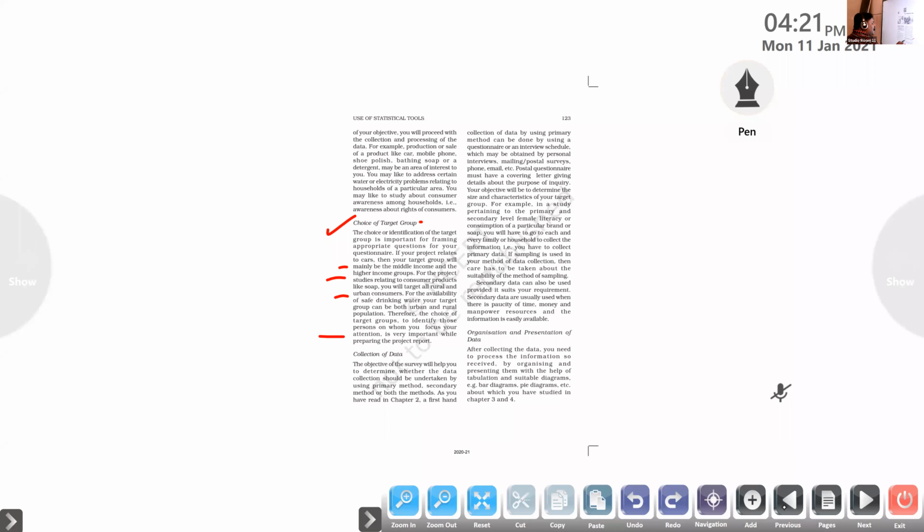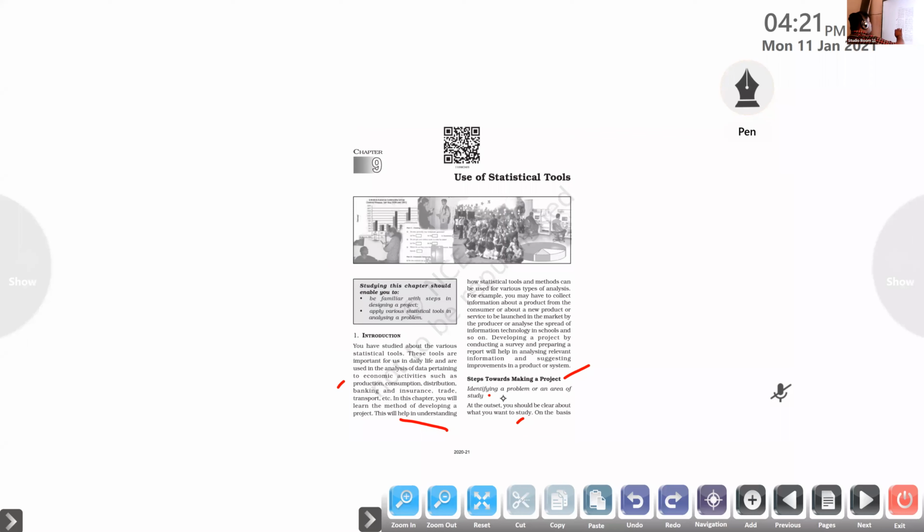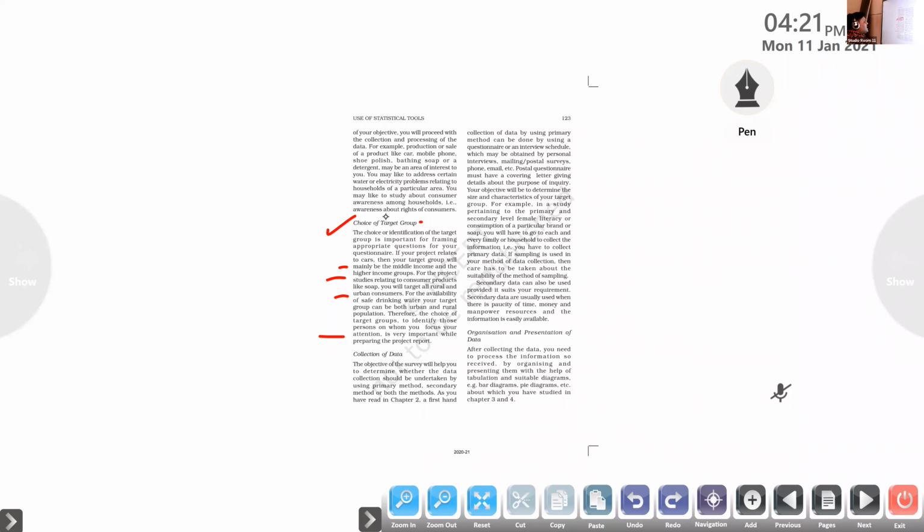Okay, so first of all, what do you want to do here? First step, identifying a problem or an area of study. Next one, you want to choose a target group, a group of people from that location. Okay, next activity, collection of data. We are going to start collecting the data.